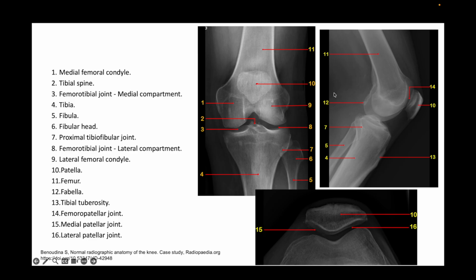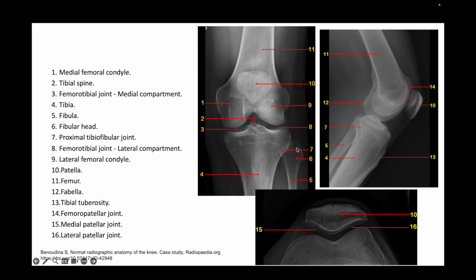So 2 is your tibial spines or tibial eminences. This is where the cruciate ligaments attach, which I'll show you later. This is your tibiofemoral joint, otherwise known as the medial compartment. People normally start to get arthritis in this area first because this is normally the weight-bearing area of the tibiofemoral joint. This is the lateral compartment.